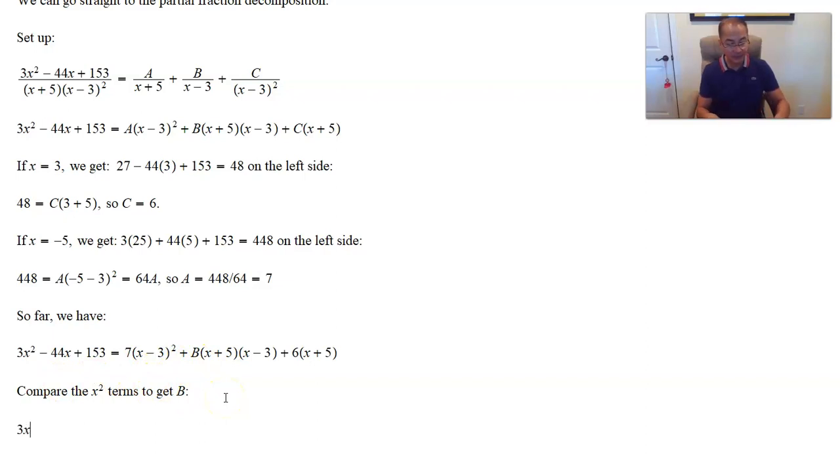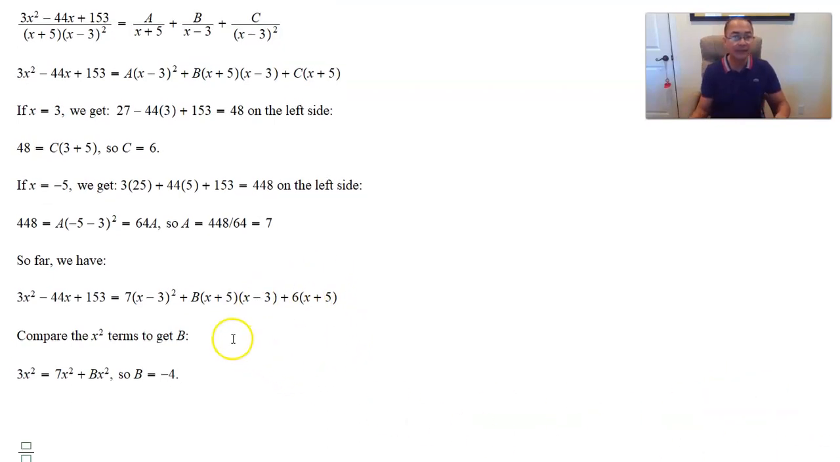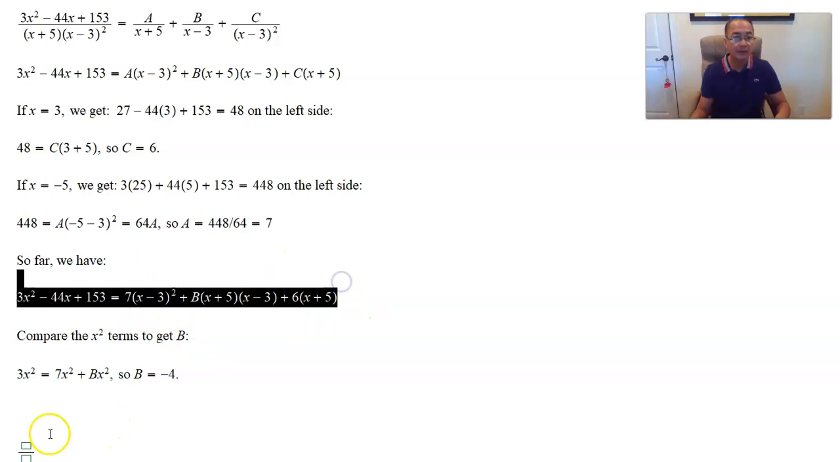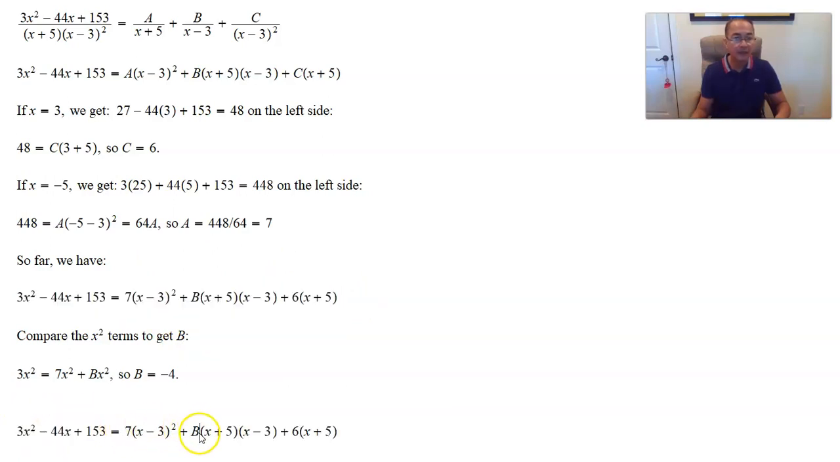So we will get 3x squared on the left side. On the right side, we have another x squared here, 7x squared. And then the middle term, as we said, gives you bx squared. And the last term, no x squared. So it looks like b has to be -4. So that should be our complete right-hand side. Let's just put that over here. And b should be -4.